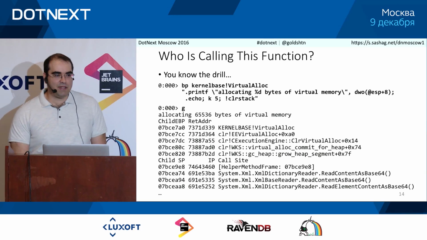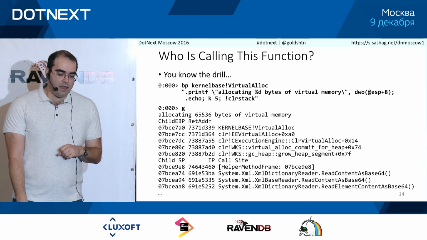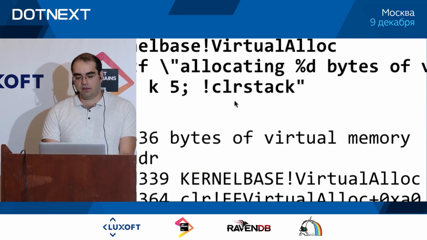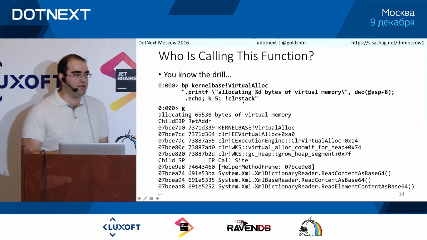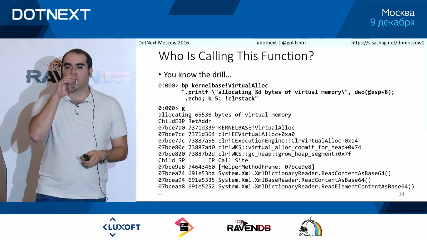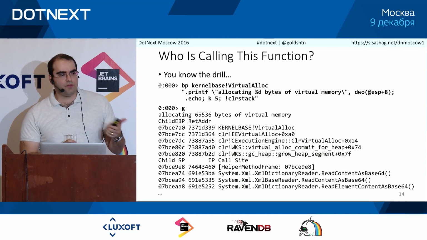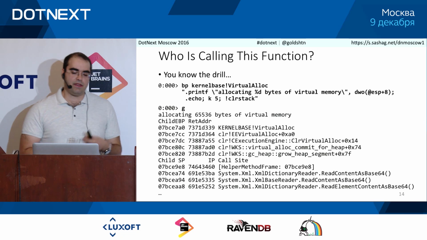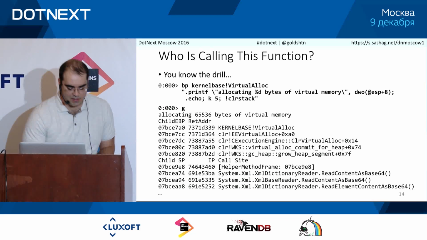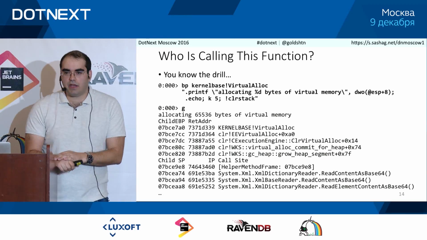So we place a breakpoint in VirtualAlloc, and then we print out the size to allocate. And we also print, and this is the example I was talking about, both the native and the managed call stack. So in this example, you can see I'm allocating virtual memory from inside the garbage collector. The stack says gc heap, grow heap segment, virtual alloc commit for heap. And that was called by XML dictionary read content something. So I'm trying to do something with XML, and that ends up allocating virtual memory. So again, there are no surprises.